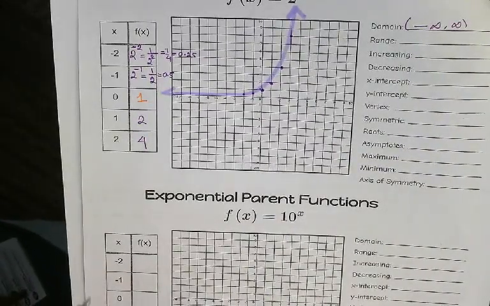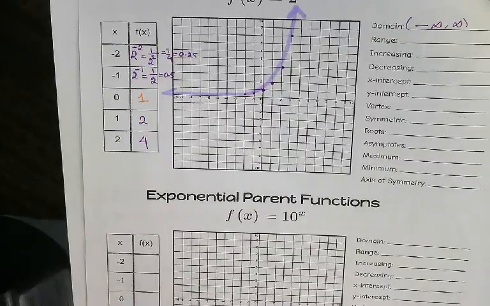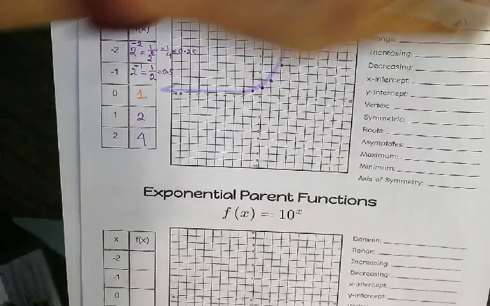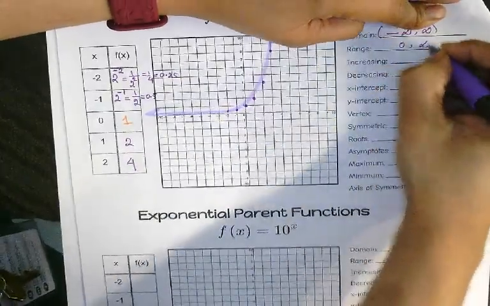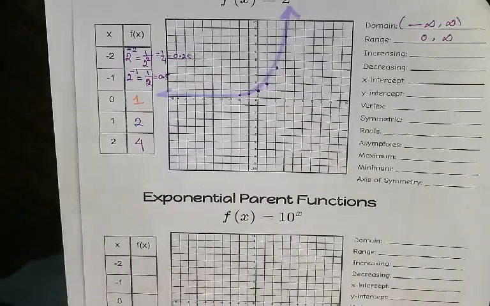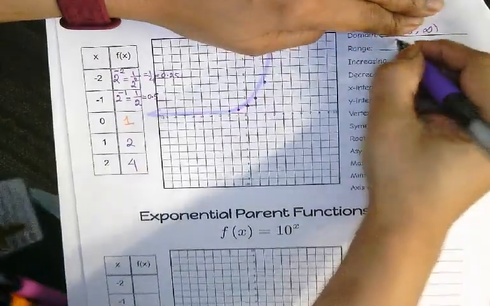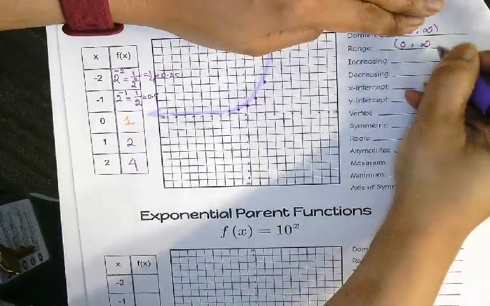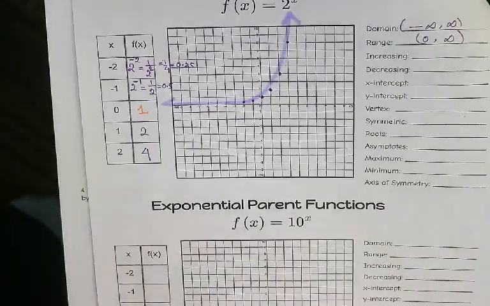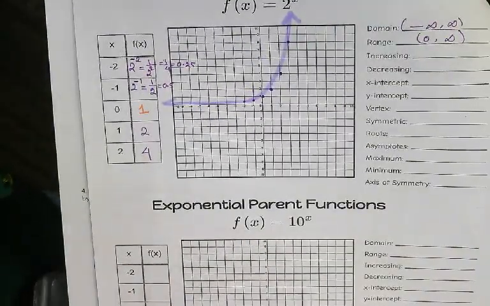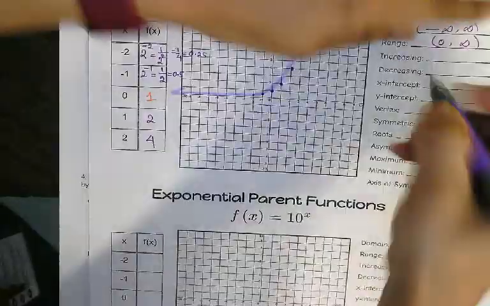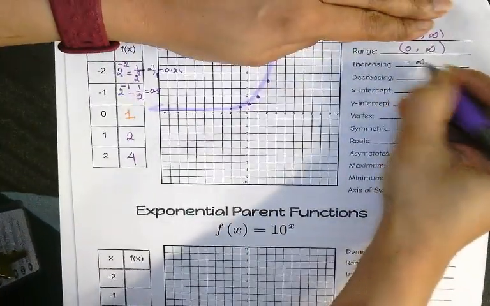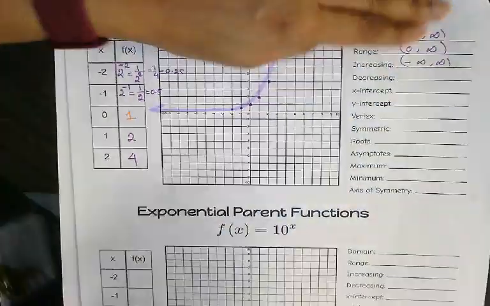Range? What will be the range? 0 to infinity. Is 0 open or closed? Open. Increasing. Is it increasing anywhere? Any x value? Where? Everywhere it's increasing. Decreasing. Is it decreasing anywhere?